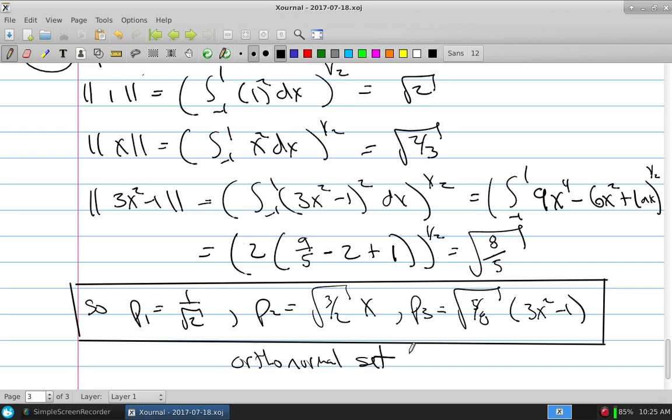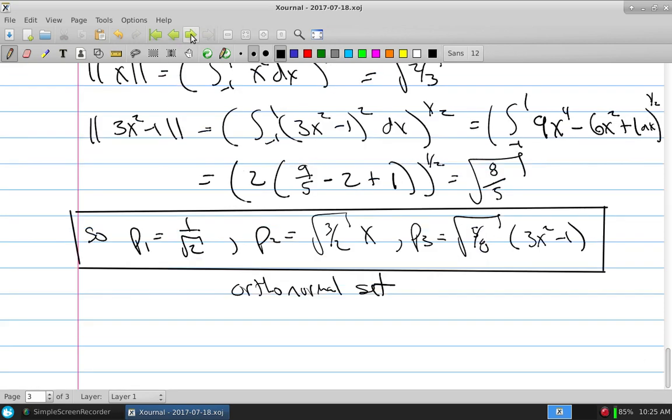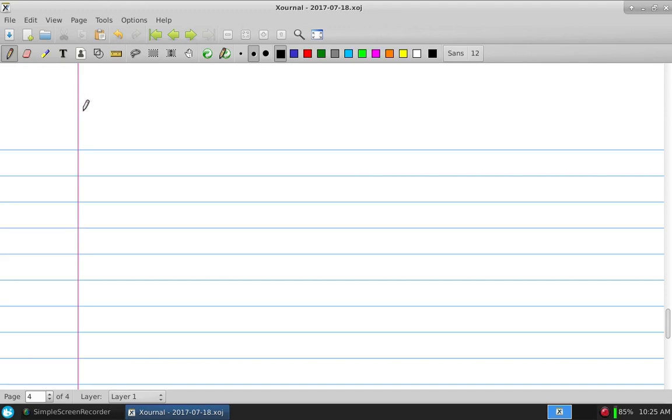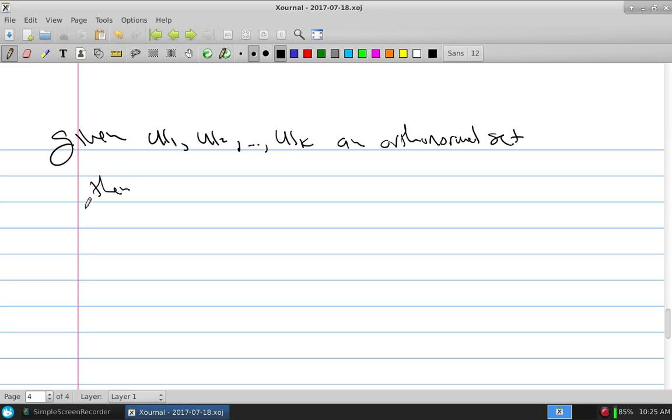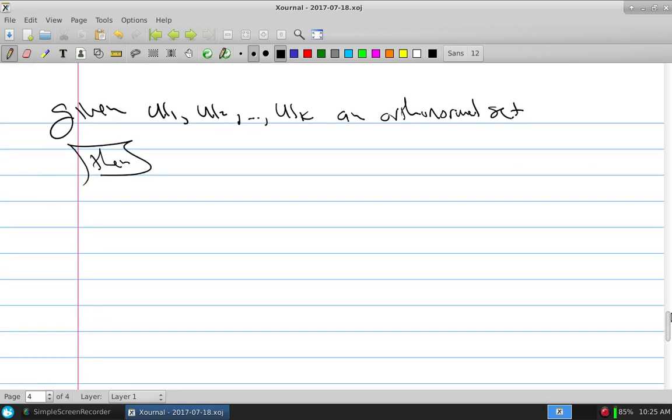Okay, now came what you were asking, well, don't these form a basis? And the answer is yes. If you're given, say, U1, U2, up to UK, an orthonormal set, then by that theorem that we have, if they're orthonormal, they're orthogonal. If they're orthogonal, that means they're linearly independent. If they're linearly independent, that allows us to talk about basis. That says that these are a basis for the span of them.